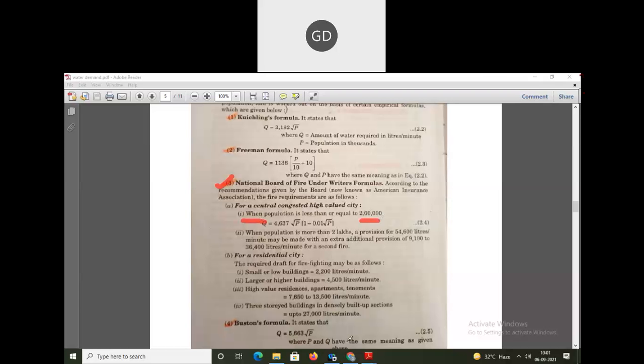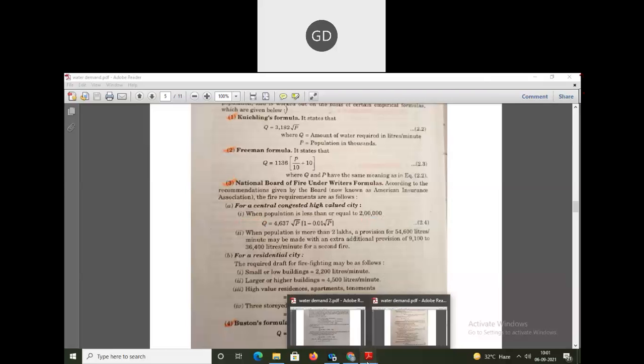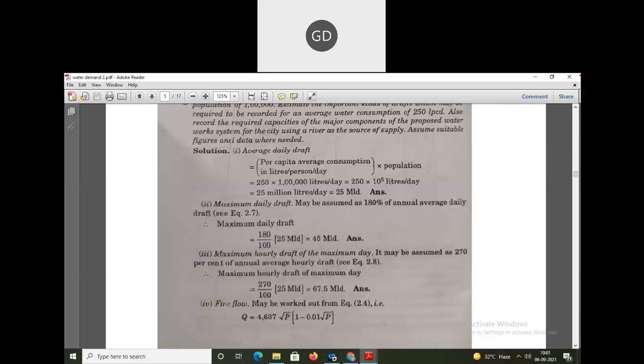So in our question the population is given as 1 lakh. So it is fulfilling this criteria of the National Board of Fire Underwriters for a congested high value city. So you can now use this formula. For that reason, we are using the rate of fire demand as 4637 root over p. We are using this formula.